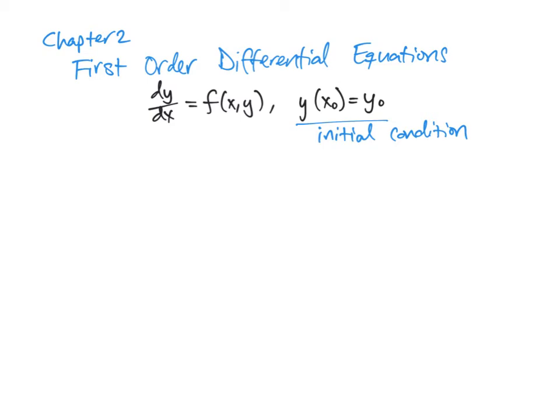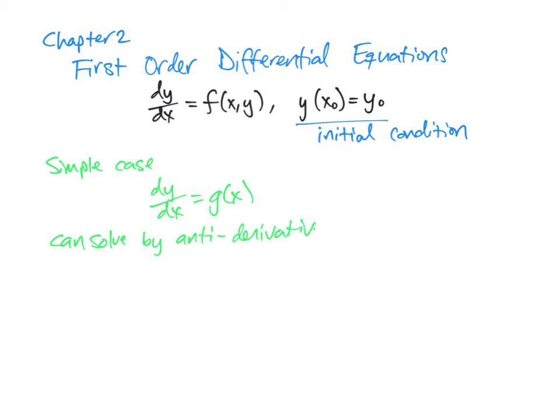So we can take an even simpler case and assume that the right-hand side only has x's in it. Okay, so let's say dy dx equals some function g that's just of x. Now this looks like something that you've seen in calculus, and you can solve it. You can solve by anti-derivatives. So we just integrate, right? So we get the integral of dy dx equals the integral of g of x.